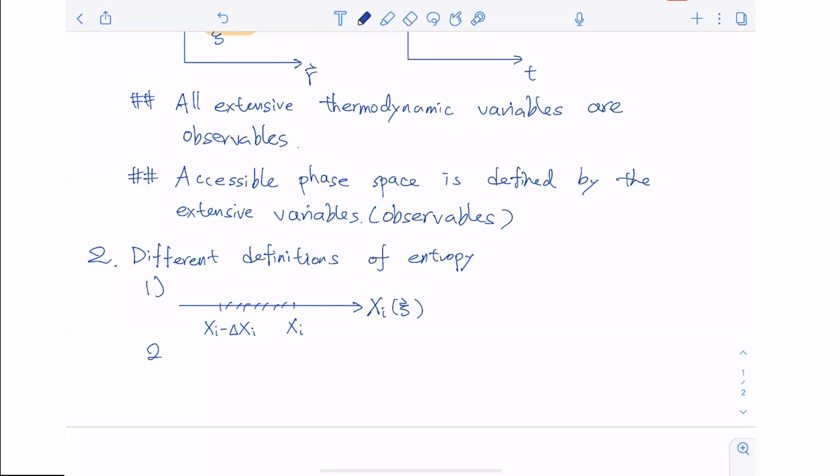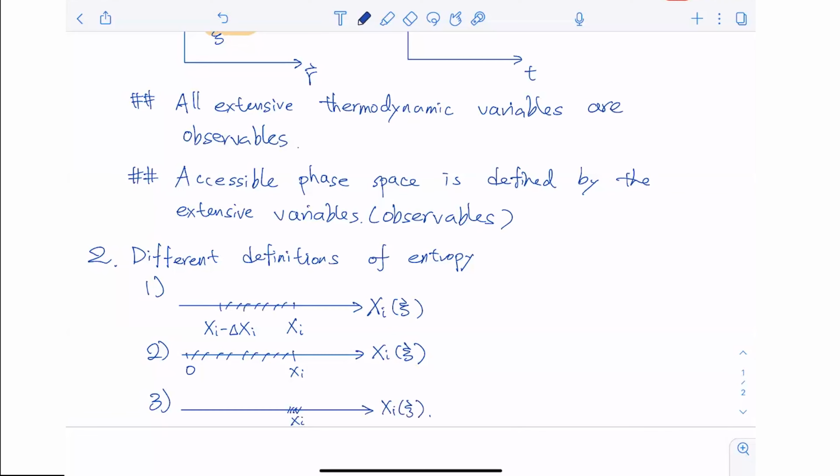Okay. And the second definition is quite similar, but we still use this xi of Ksi as our axis. But now we include all the values ranging from the lower bound of our observable up to xi. Okay. And the third definition is that we only consider the states just nearby xi.